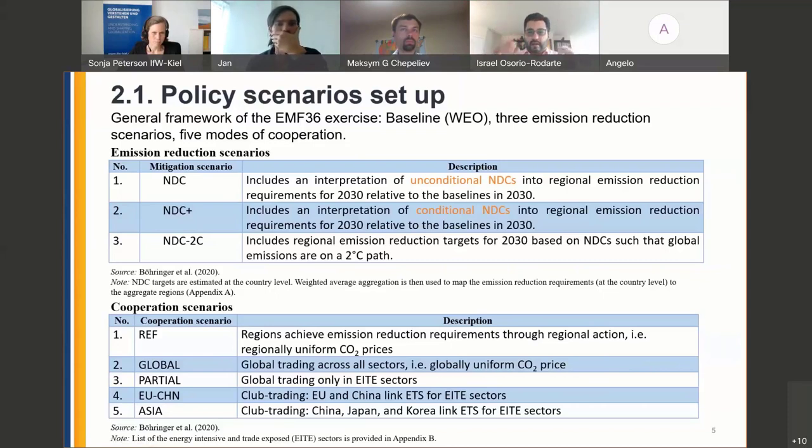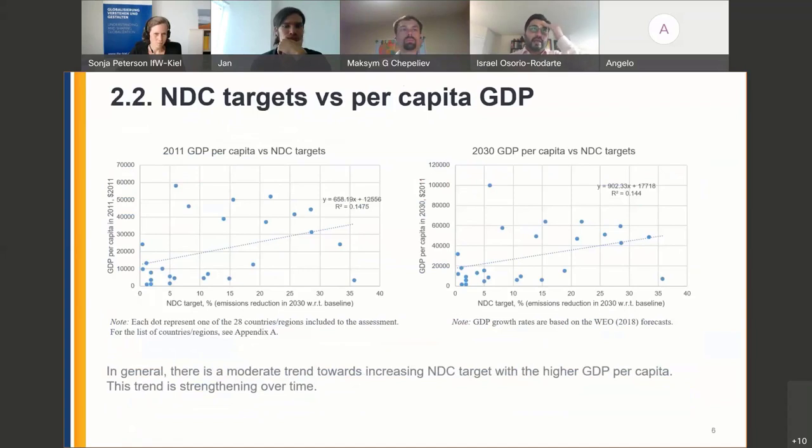target. And as in the other scenarios, we have the cooperation with the REF, which is basically only through regional action, and there is no more cooperation. Then we have the more ambitious global cooperation, which is scenario number 2. In the middle, we have the partial, where there is only global trading in energy-intensive and trade-exposed sectors. Then we also have other partial cooperation scenarios that are club trading between the EU and China, and club trading in Asian countries. This is similar to the previous one, so I will skip that.